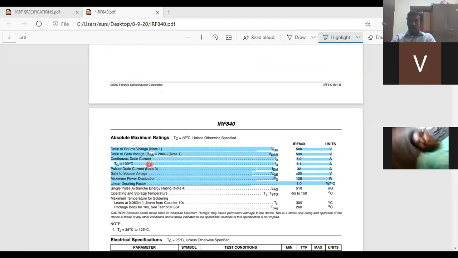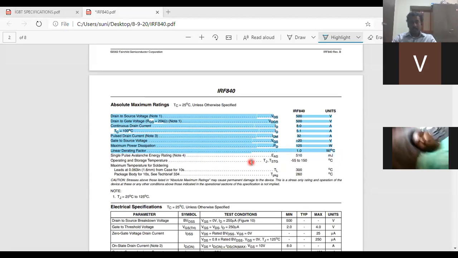Continuous drain current is the current which is allowed through the device when it is conducting. Its value is a maximum of 8 amperes. If you consider the gate source voltage, the voltage connected between the gate and source, its value is around plus or minus 20 volts, so up to 20 volts. That is the maximum specification for this.